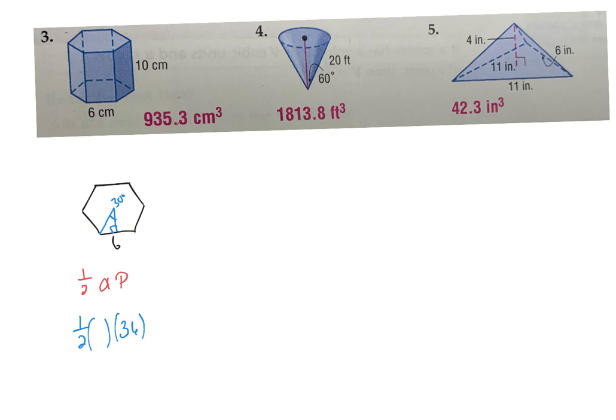So what is my apothem? 3 square root of 3. Yeah, so it's 3 square root of 3 because this whole side length is 6. That means this piece is going to be 3. This is going to be 3 square root of 3. So my apothem is 3 square root of 3. All right, that's the area of my base. All right, and then I just multiply that by the height.